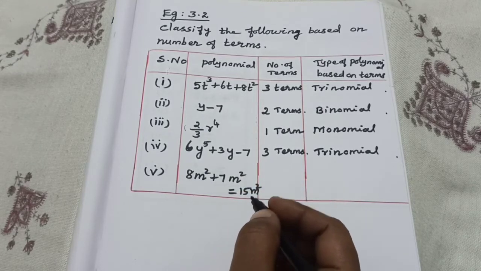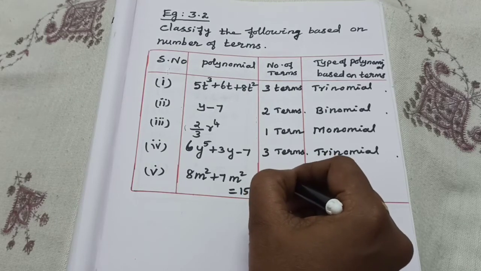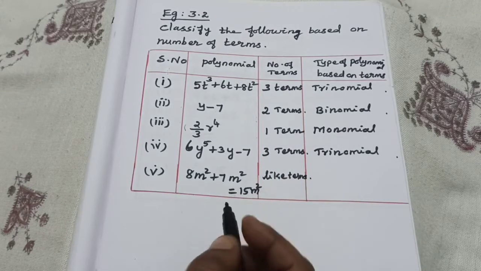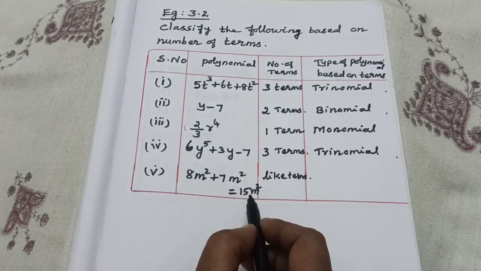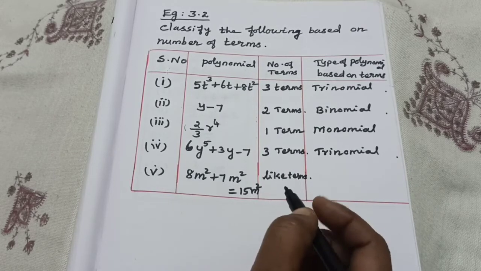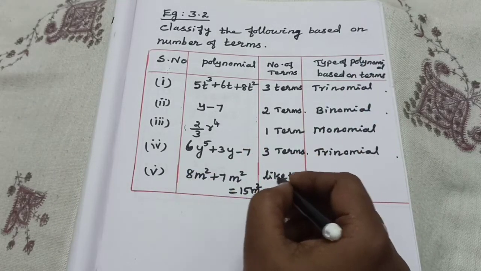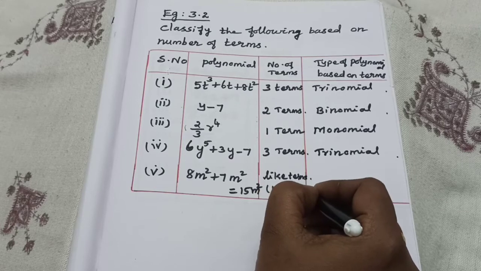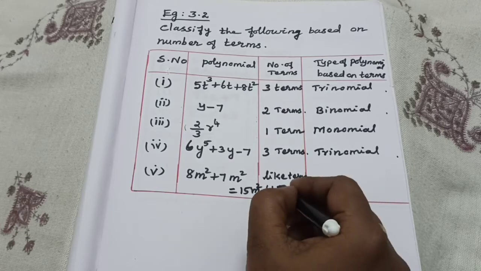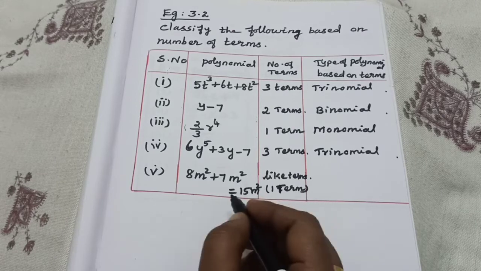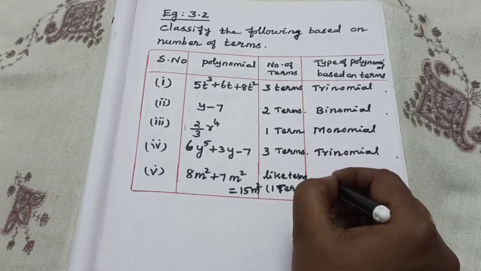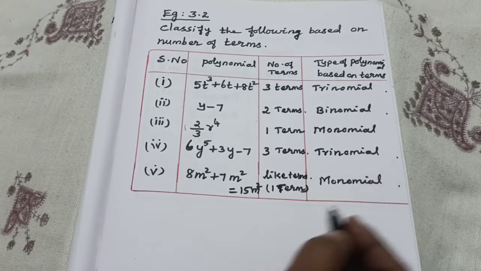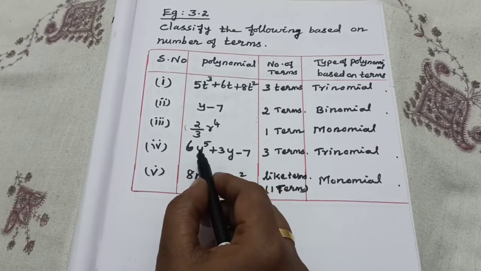So what's the answer we can write? These two are like terms. Here like terms, we added these two, isn't it? Now we got how many terms? Only 1 term. Understood? 1 term means then what's the type? Monomial. Monomial.